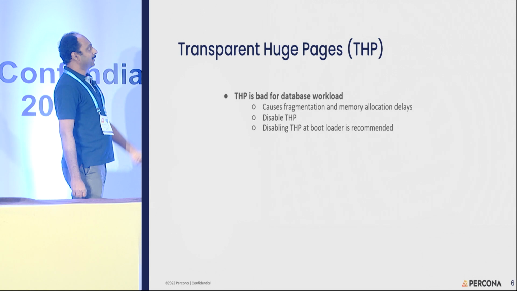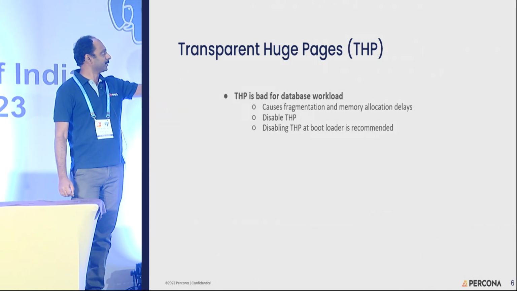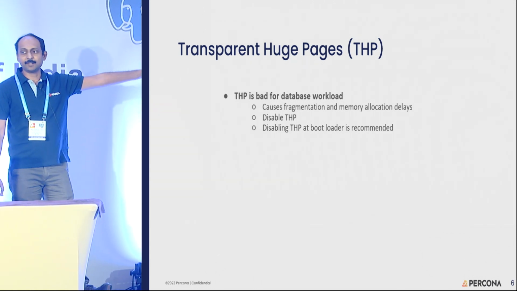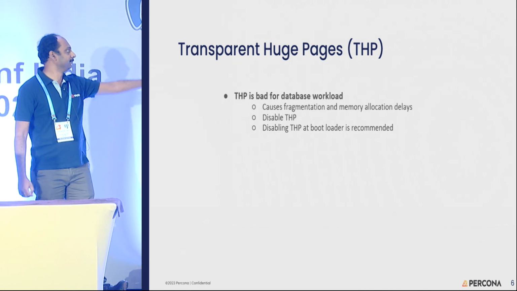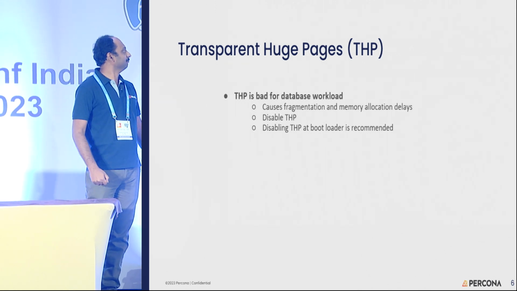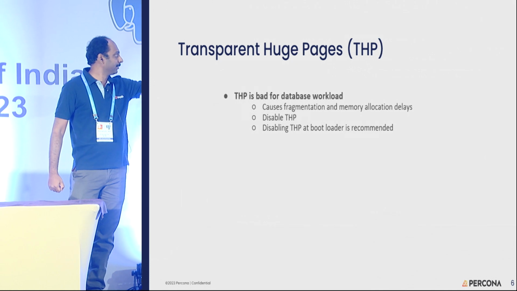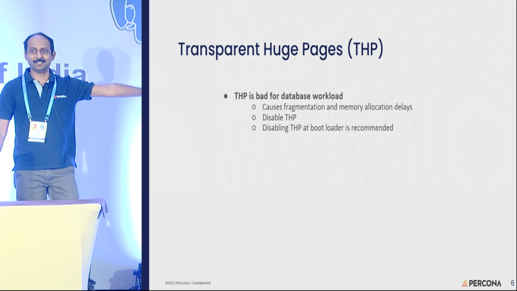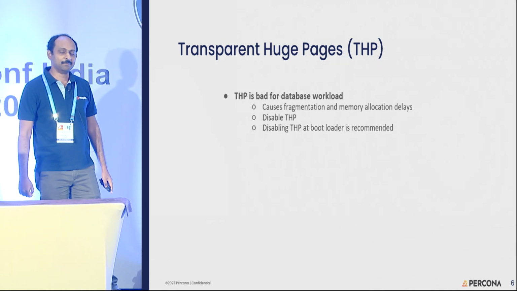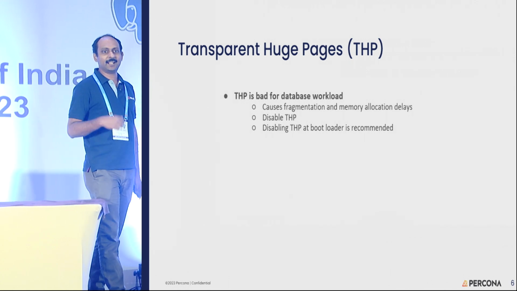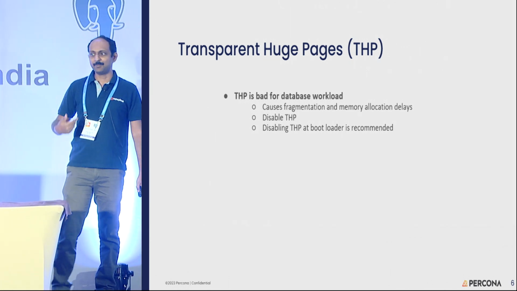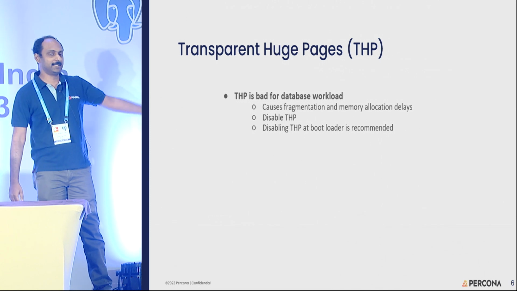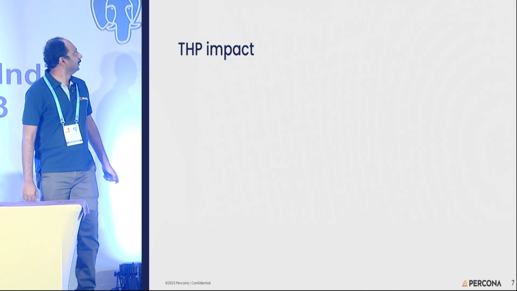THP is bad for database workloads because it causes a lot of memory fragmentation and memory allocation will be slower. So that needs to be disabled, and disabling should be done on the bootloader side, because many people do it dynamically, and after the system reboots that will be lost. So disable it in the bootloader grub.